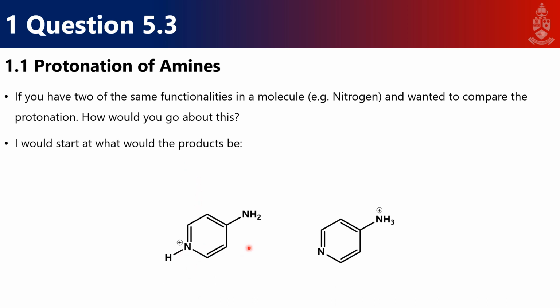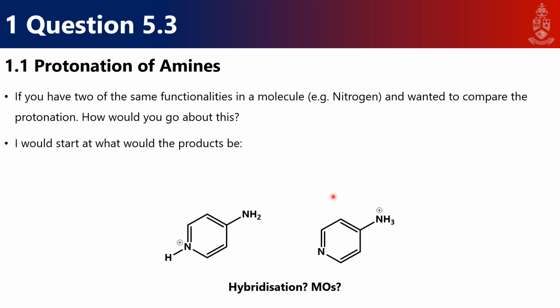If you take the normal unprotonated version of the molecule and place it in the presence of some sort of acid like HCl, where will it protonate? Will it protonate on this nitrogen or on that nitrogen? And you can go about this using different ideas.